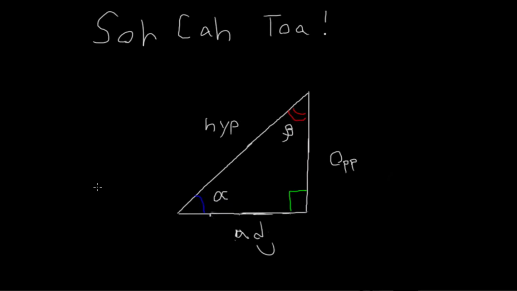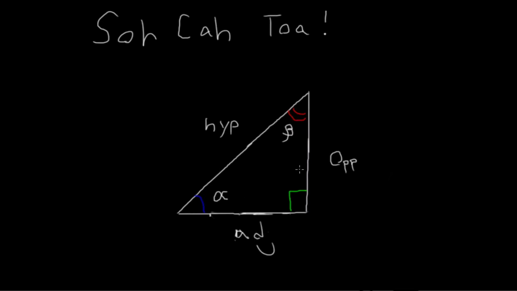Last video, we talked about ratios, and I gave you a hint as to what trigonometry would be about. So here we have a right triangle, yes? Right triangle. It has angles alpha, beta, and 90 degrees.